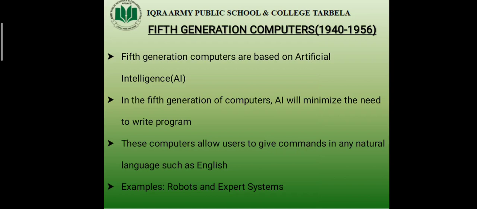Okay, in the fifth generation computer, artificial intelligence will minimize the need to write a program. There will be no need to write complex programs to perform some specific task. We will just give instructions to the computer and it will perform the specific task. Artificial intelligence will minimize the need to write programs, and the computer will allow the user to give commands in any natural language such as English. Examples of fifth generation computers are robots and expert systems.